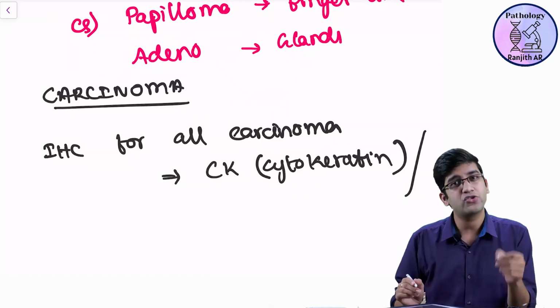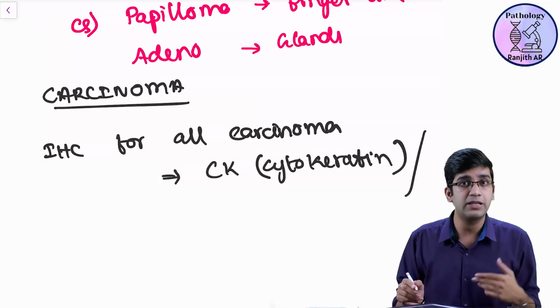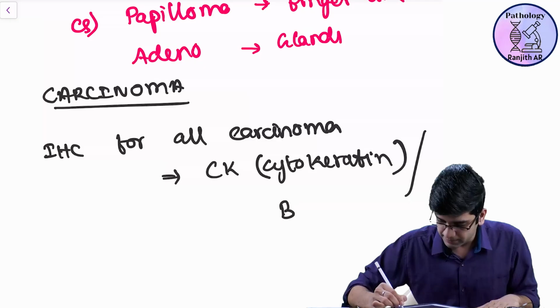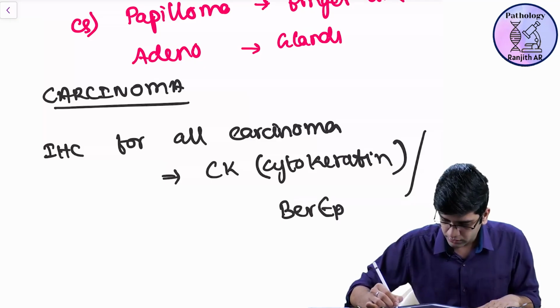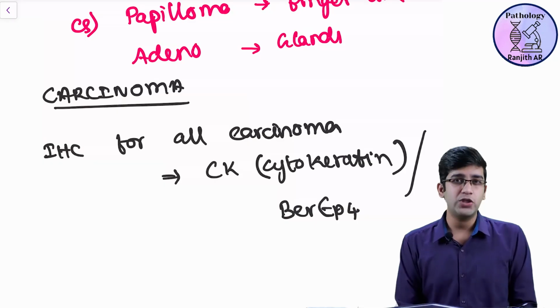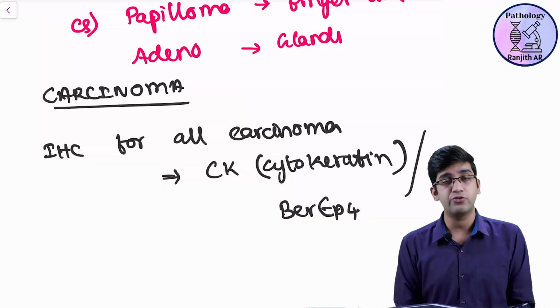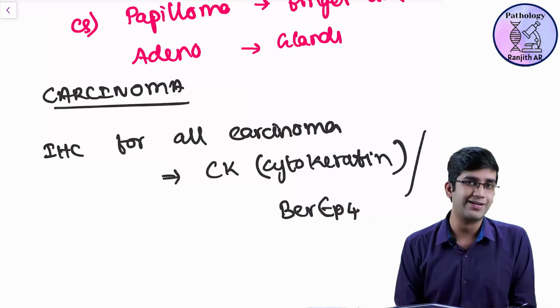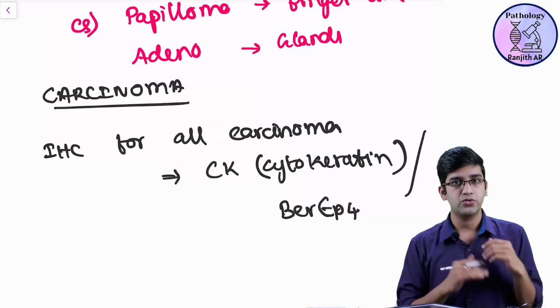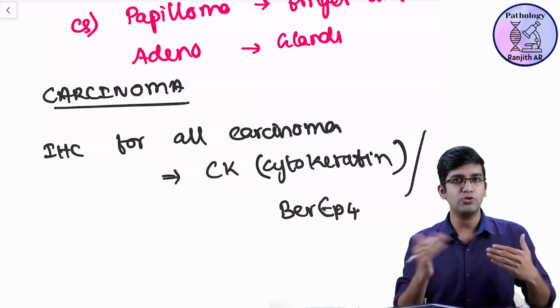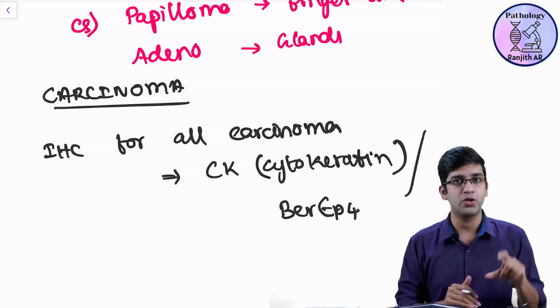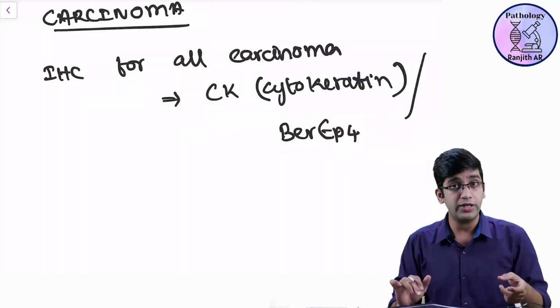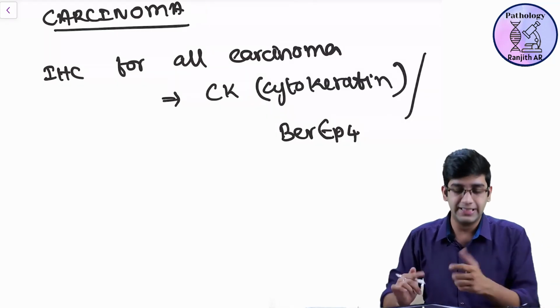One more thing I'm saying, because the second one is more practically applicable than theory, called BER-EP4. BER-EP4 is actually a better marker than CK for carcinomas, right? More useful practical implication. Fine. So that's with carcinoma. We come to sarcoma or mesenchymal tissue. We saw about epithelium. We saw how to name. We saw the terminology used for malignancy as well.